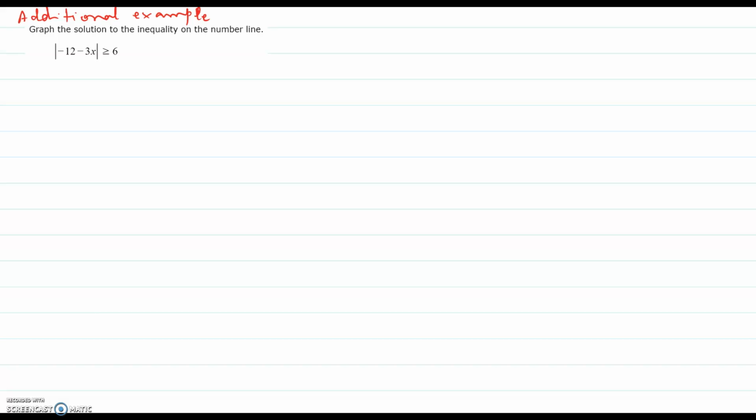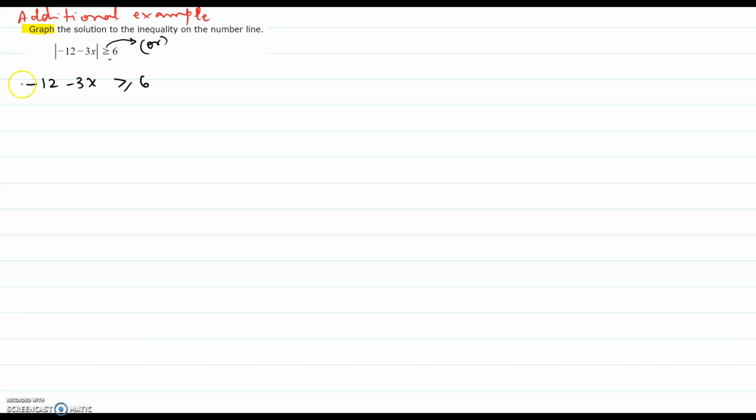We will see an additional example for the same objective. Graph the solution to the inequality on the number line. Absolute value of negative 12 minus 3x is greater than or equal to 6. Anytime you see this greater than or equal to symbol, you have to associate it with the compound statement or. So the way to remove the absolute value sign is negative 12 minus 3x greater than or equal to 6.